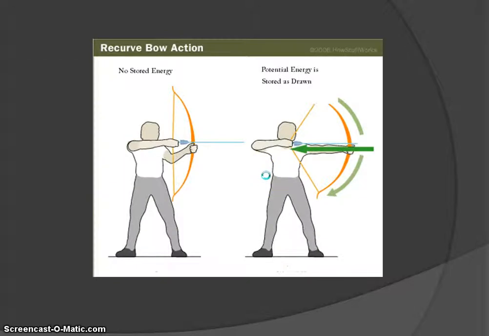Here's another example of potential and kinetic energy. This is called elastic potential energy. If you have a bow or a rubber band, you can pull back and store the energy. And when you let go and the energy flies forward, that energy is changing into kinetic energy.